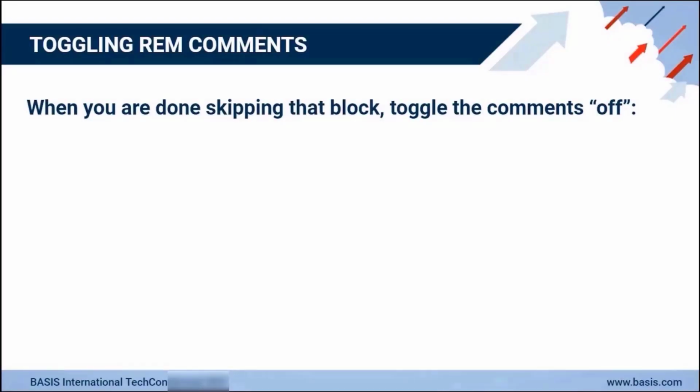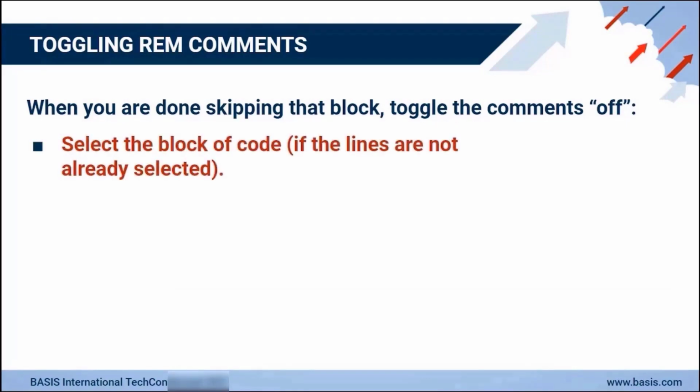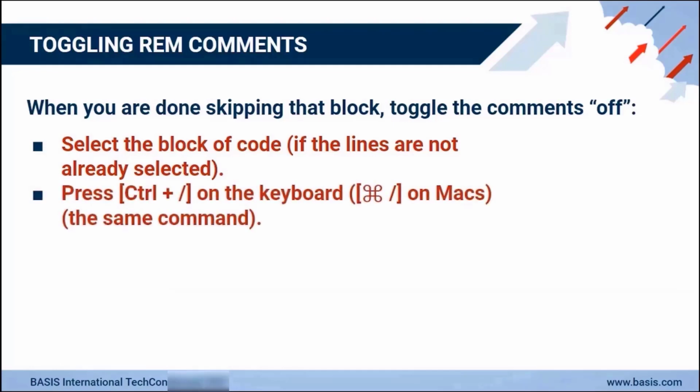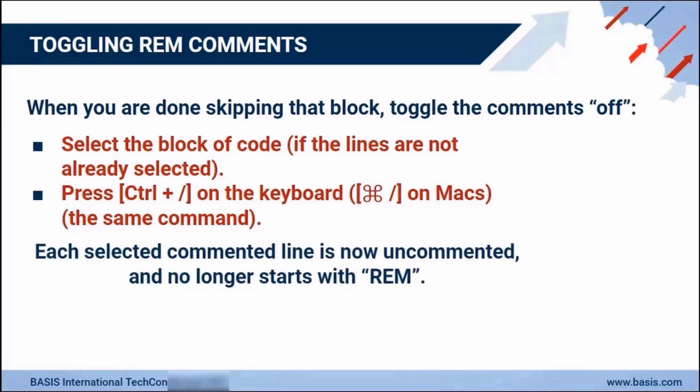When you are done skipping that block, all you have to do is toggle the comments off again. And how easy is that? You select the block of code, if the lines are not already selected. You press the same key commands, Control / or Command /, and each selected commented line is now uncommented and no longer starts with rem.